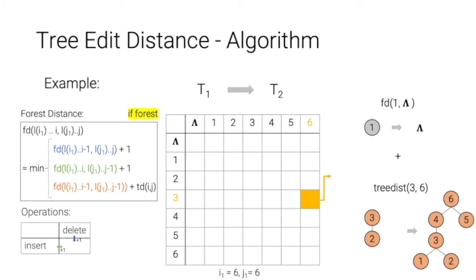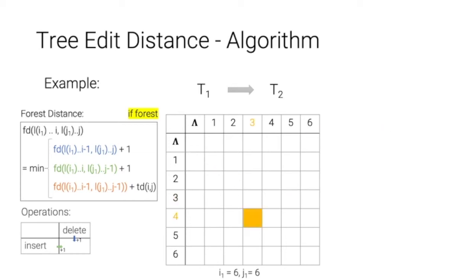The first one is the forest distance between the node 1 and nothing, and the second would be the tree distance between the trees rooted at nodes 3 and 6. We get the result of the first calculation out of the gray cell, and then we have to add the tree distance. So let's take a look at another example.